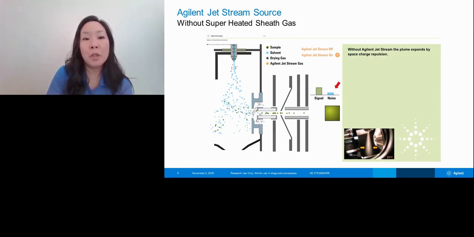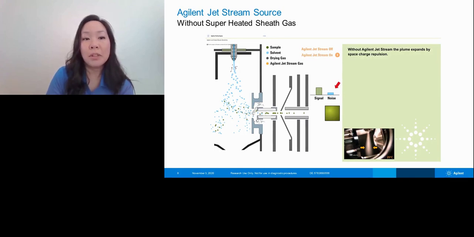So here is what it would look like without the superheated sheath gas that is introduced. You see here, your sample is in green. The solvent is in the blue droplets. The drying gas here is in the black, and the ion. And then the orange would be the Agilent JetStream gas, which is introduced with the AJS source. So here it is without the Agilent JetStream gas.